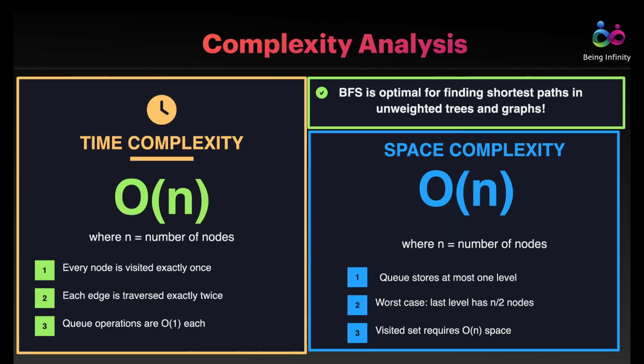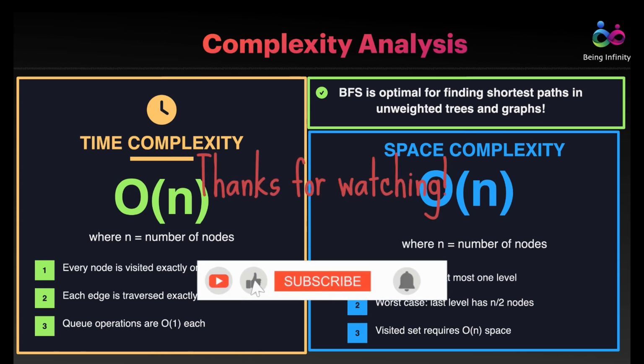We use BFS because it is optimal for finding the shortest path in unweighted structures. We visit every node exactly once, and the space complexity is O(N) in the worst case, as the queue must store the widest level of the tree, that is, the B in the BFS.